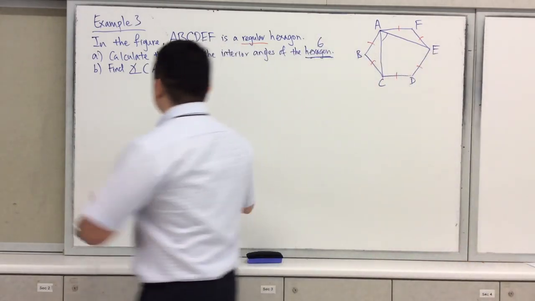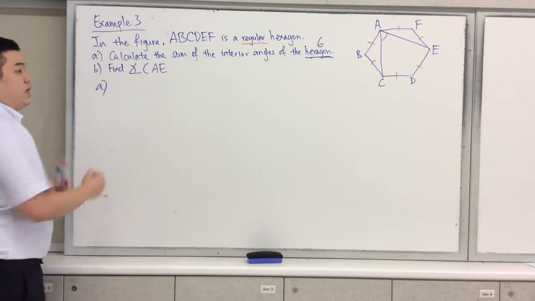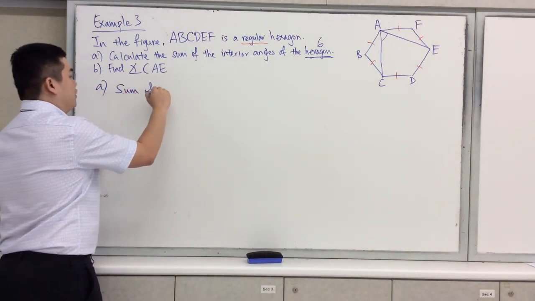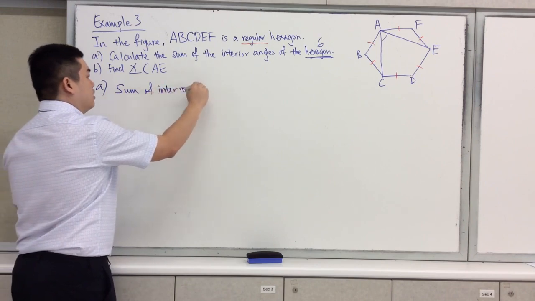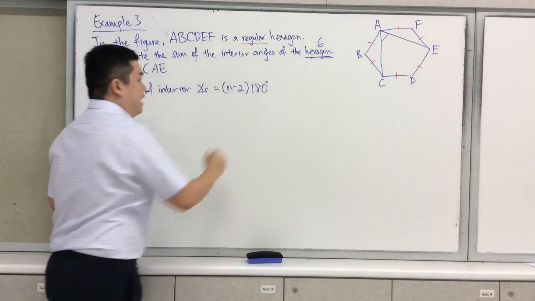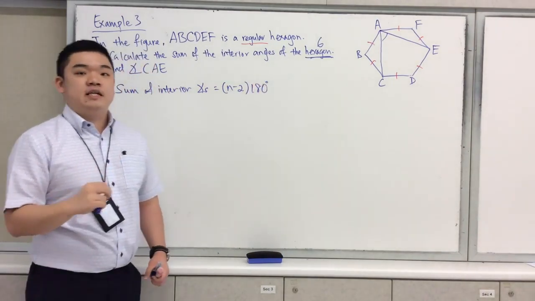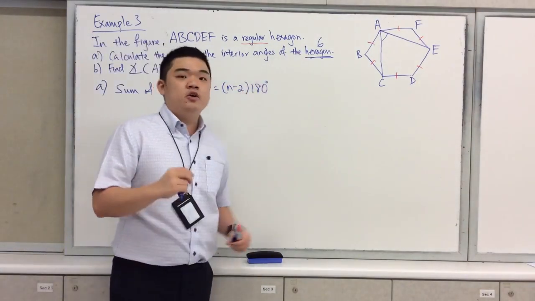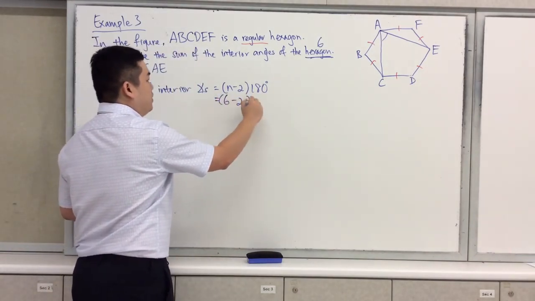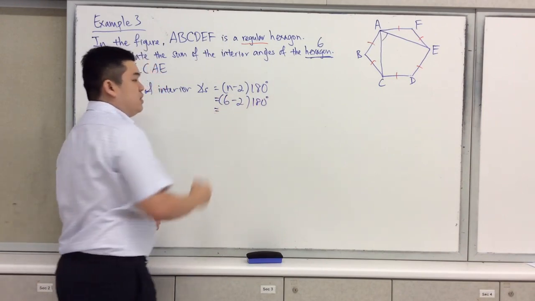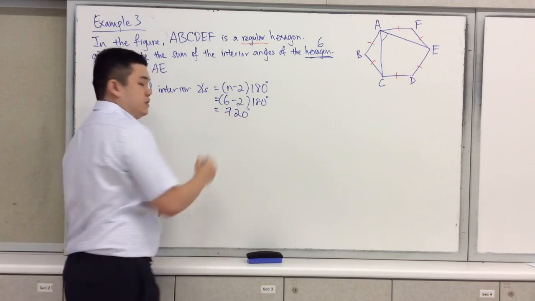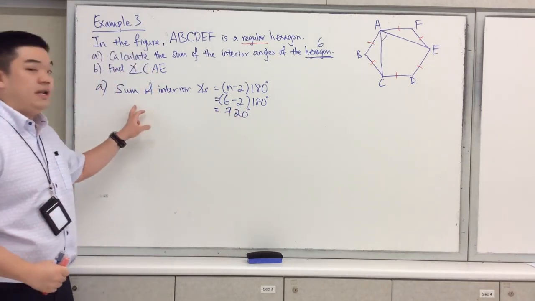So for part A, it's a very simple process. We can just use the formula for the sum of interior angles, which is this formula. And bear in mind that n is the number of sides. In this case, we already know that the number of sides is 6, and we can just replace n with 6. With simple calculation, we know that this is a value of 720 degrees. Alright, so this is for part A.